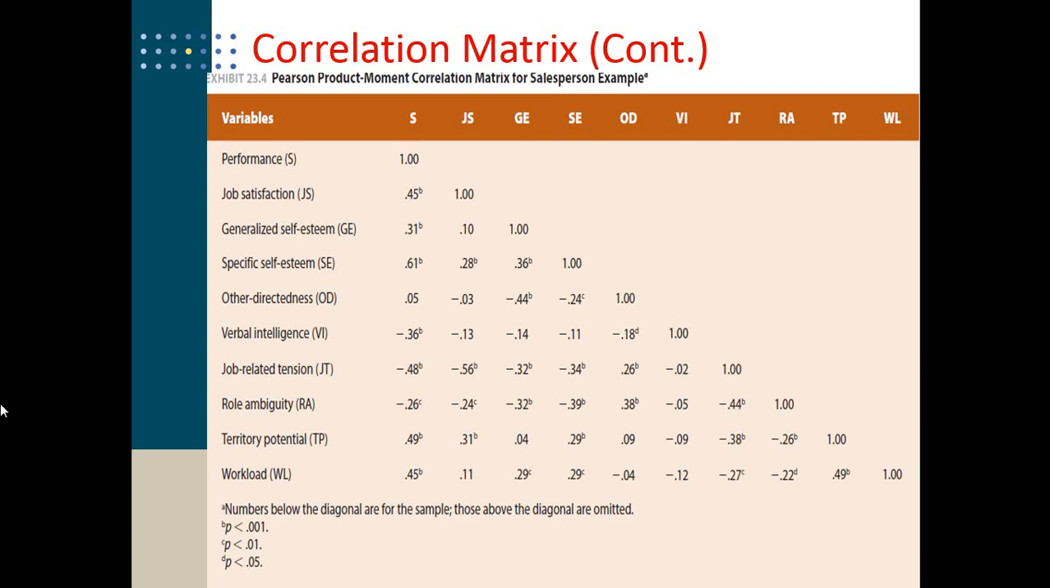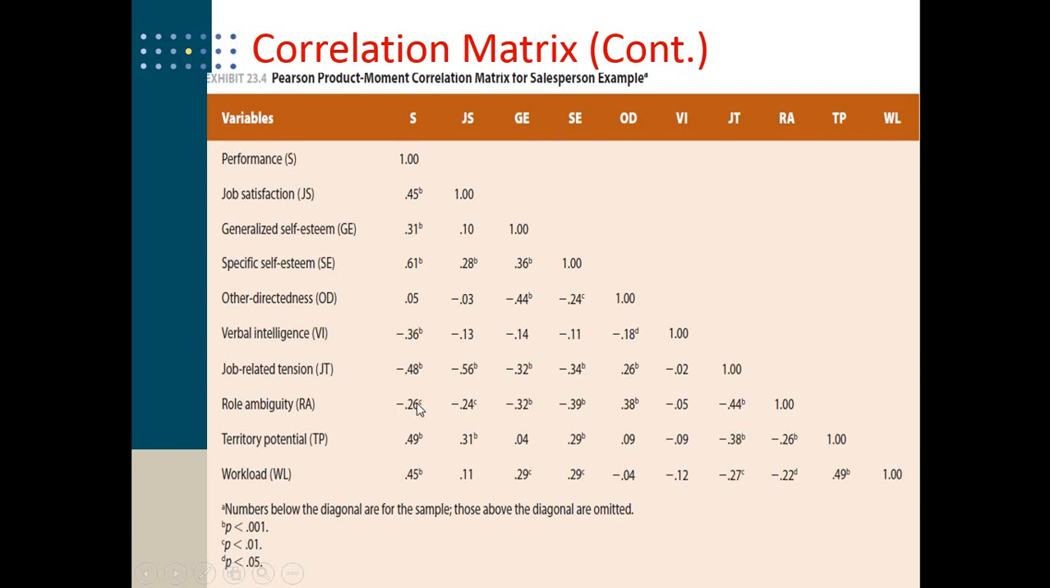Now we calculate the correlation coefficient between each pair of variables and report them in this standardized table, that is, the correlation matrix. If you pick any one, for example, 0.61, 0.24, 0.26, 0.38, all these indicate correlation. And since these numbers are positive, that means there is a positive correlation between these pairs of variables. For example, job-related tension and other directedness have a positive correlation, and the correlation coefficient is 0.26.